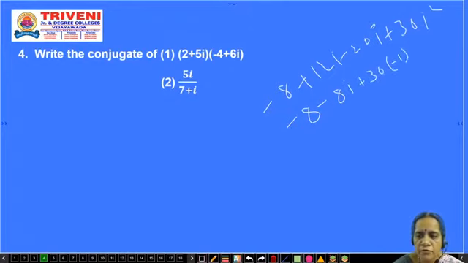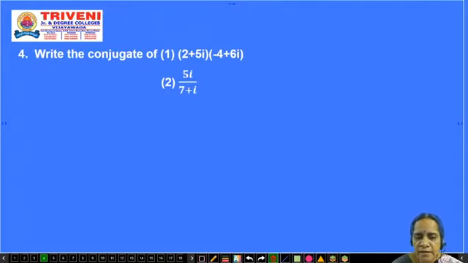You should already know this from the last class. Minus 8 minus 8i minus 30. So the complex conjugate of (2 plus 5i) into (minus 4 plus 6i) is what? Minus 38 minus 8i. Okay, minus 38 minus 8i.